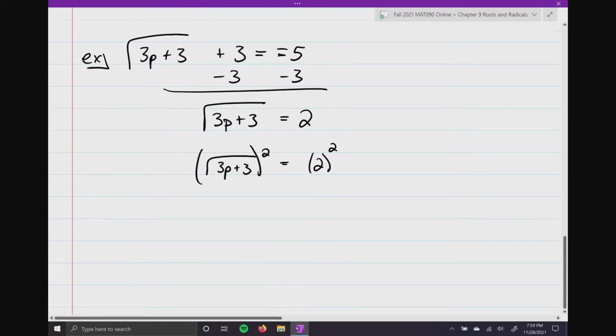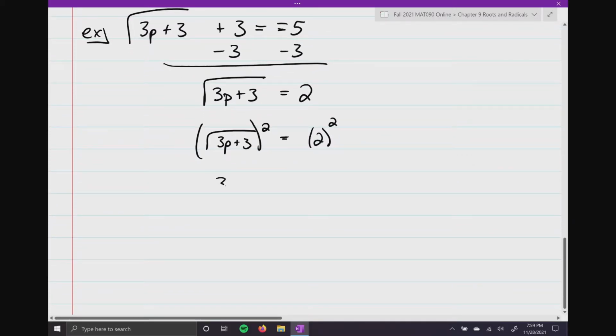On the left-hand side, I get 3p plus 3. On the right-hand side, I actually have to do 2 to the second power, which is 4. Now I will subtract 3 from both sides. That's going to give me 3p equals 1. And then finally divide both sides by 3 to give me p equals 1/3.